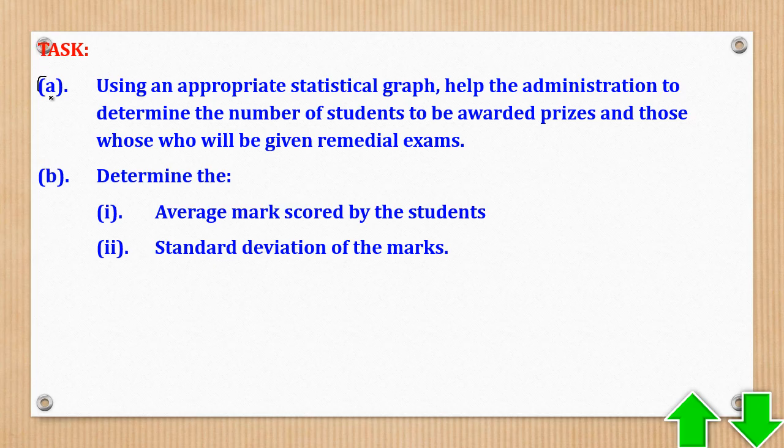Then the task. Part A: using an appropriate statistical graph, help the administration to determine the number of students to be awarded prizes and those who will be given remedial exams. Part B: determine the average mark scored by the students and the standard deviation of the marks.